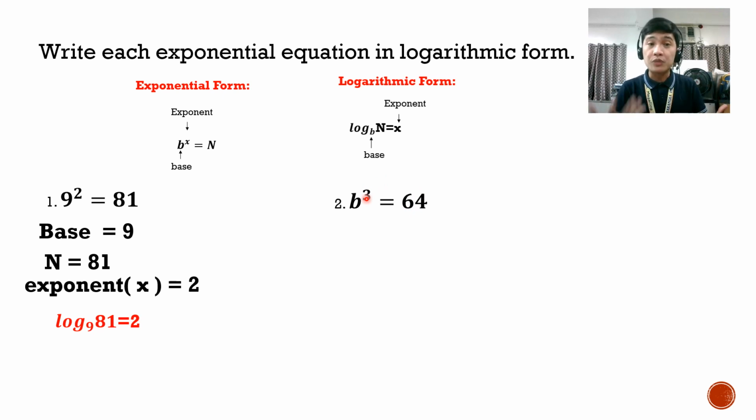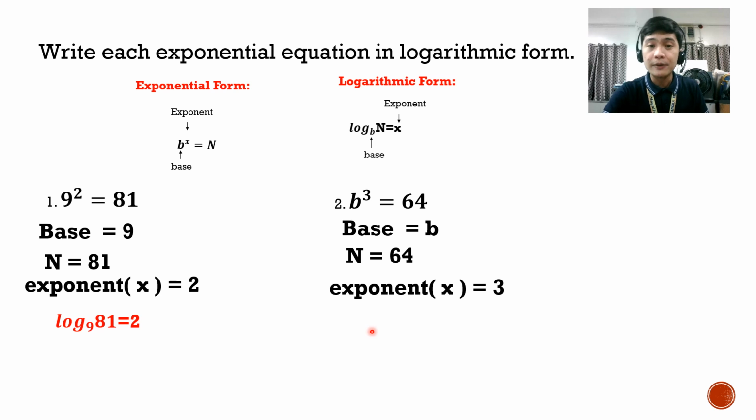Now, just like what we did on the first example, we need first to identify our base, our n, and then our exponent so that guided tayo. Paano siya i-convert into logarithmic form. So in this case, our base here is b. Very evident naman na ang base natin dito ay b. Our n here is 64. Very evident, b raised to x is equal to n. Yan, ito yung susunod na pattern yan. And then in this particular given, our exponent is 3.